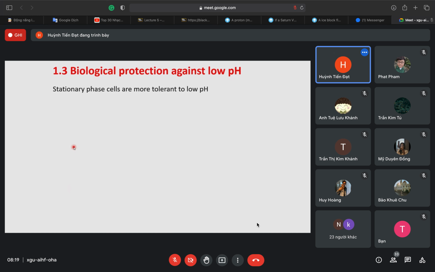Okay, stationary phase cells are more tolerant to low pH. This concept is not really new; previously we mentioned the temperature. When we try to do heat treatment, it is not wise to apply it in the stationary phase, because in that state the cells are more tolerant to temperature. But right now it is not only about temperature, but also about low pH value.